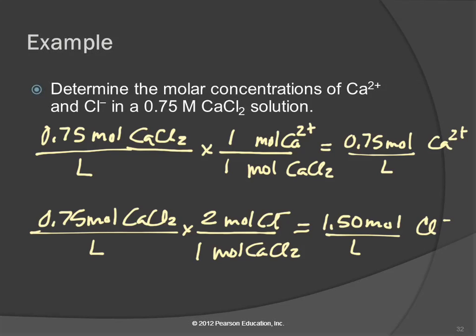So if you're given a concentration, it generally refers to the entire compound. But sometimes you might be asked for the concentration of 1 or more of the individual ions. And to convert that concentration of the compound, you just look at the ratio of ions to formula units.